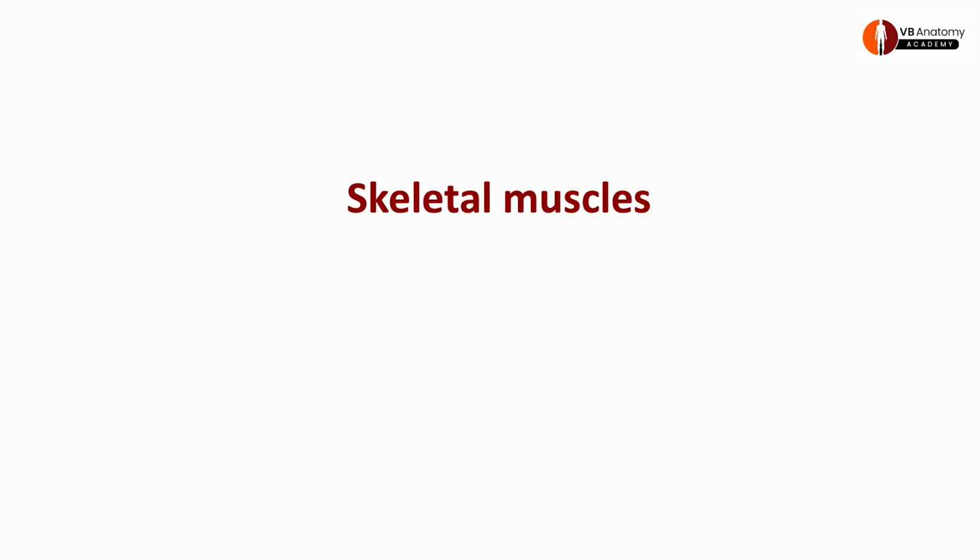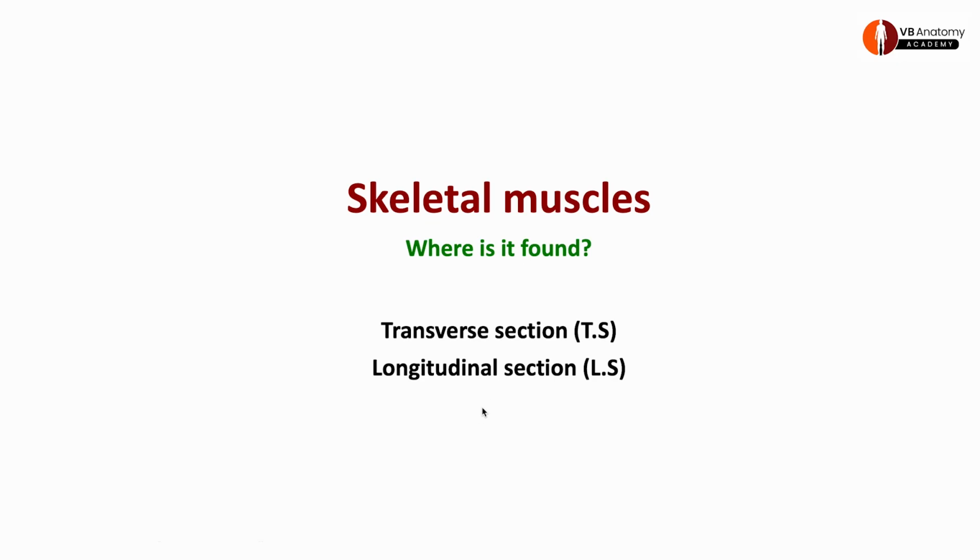Let's start with the skeletal muscle. First thing, you should know where it is found. You should know the examples: biceps and triceps and everything is a skeletal muscle, right? Then we will be discussing TS, LS and sarcomere now. Let's begin to discuss first the transverse section of a skeletal muscle. So take your color pencils and begin to draw with me.